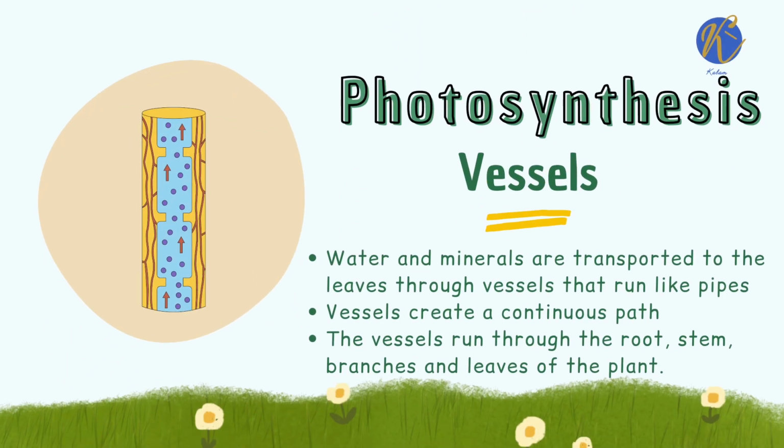Just like we need car, bus and railway to move people around, in a similar way plants need vessels. Water and minerals are transported to the leaves through vessels that run like pipes. Vessels create a continuous path. The vessels run through the root, stem, branches and leaves of the plant.